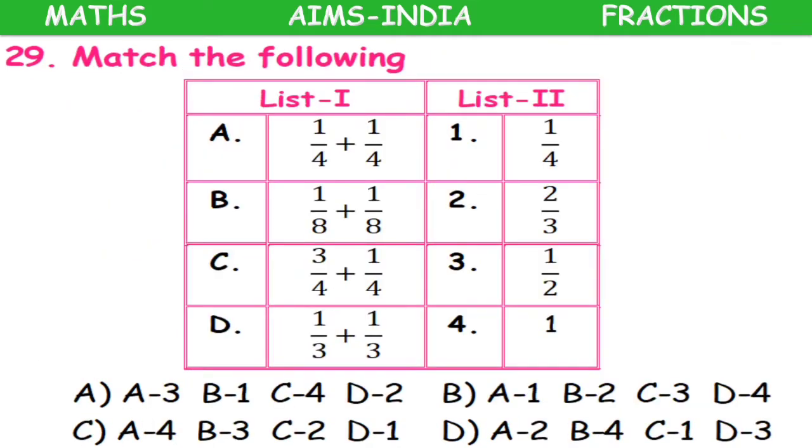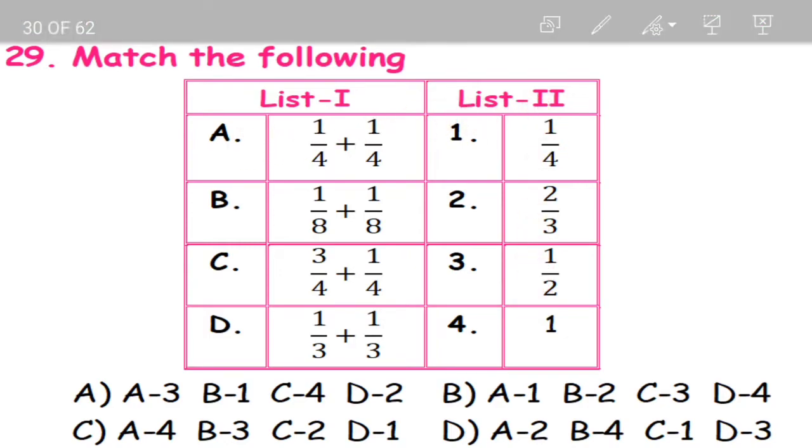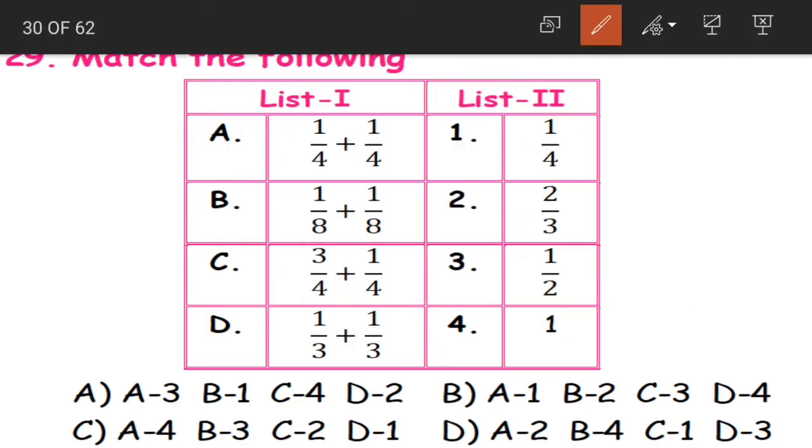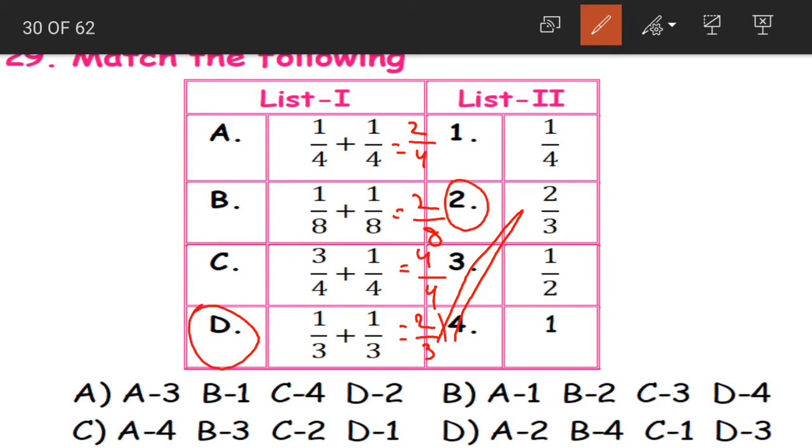Next, match the following. Now here we are having list 1 and list 2, children. 1/4 plus 1/4 is equal to how much? 2/4. 1/8 plus 1/8, 2/8. 3/4 plus 1/4, 4/4. 1/3 plus 1/3 is equal to 2/3. Now if you look at list 2 here, the direct answer is only this, D 2. 2/3. Here also we are having 2/3.